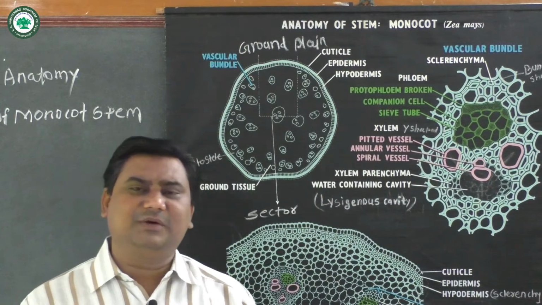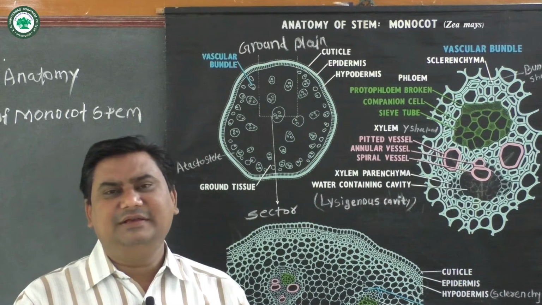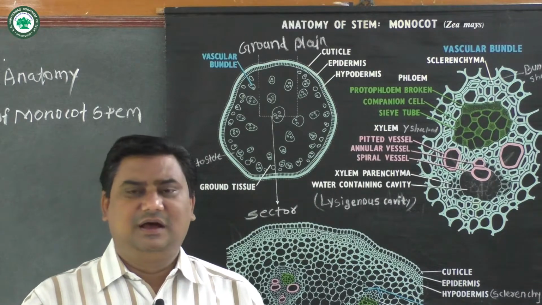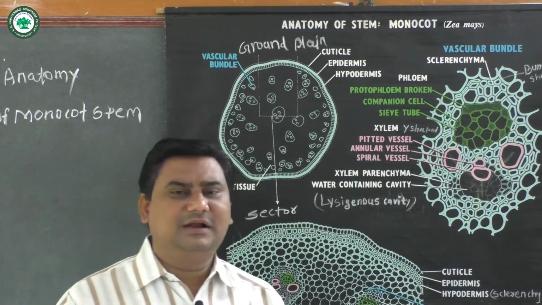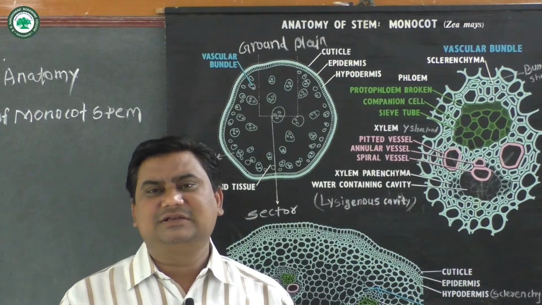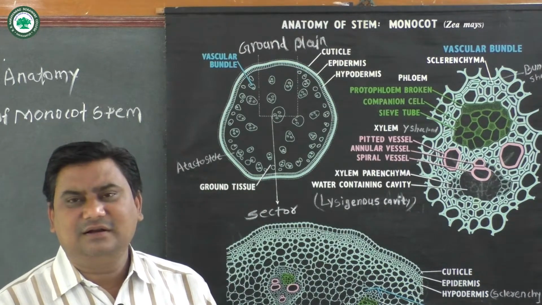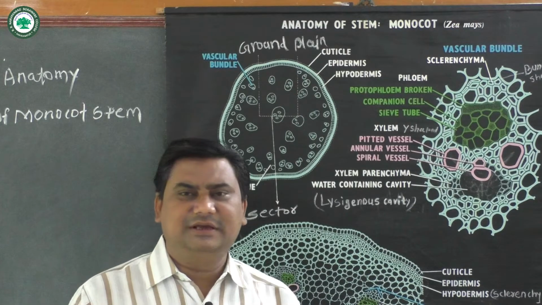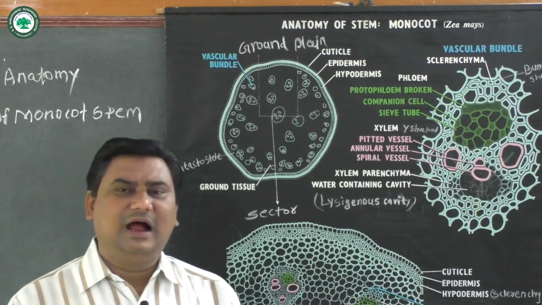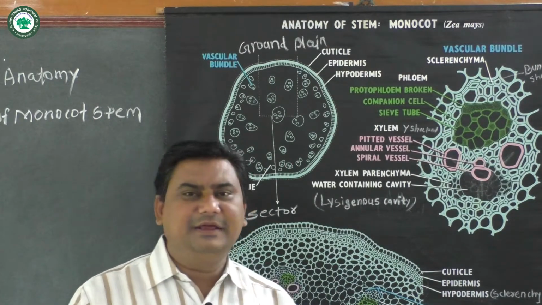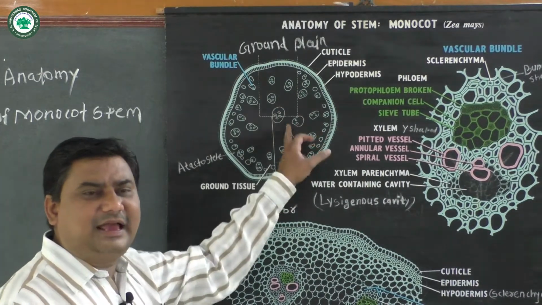As you have seen in the dicot stem, the vascular bundles are arranged in a ring fashion. But here there is no ring fashion; they are scattered. When we look at the shape of the vascular bundles, the larger ones are at the center and the smaller ones are at the periphery, towards the epidermis. So the vascular bundles are scattered.